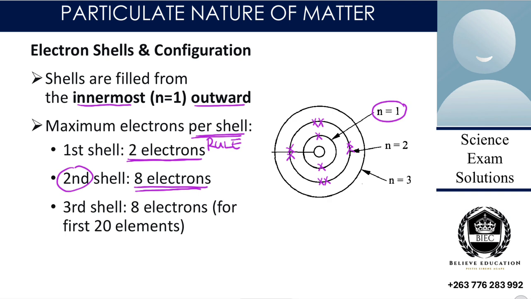Then we go to the third shell. Our third shell has a maximum of what? 8 electrons. So let's count these 8 electrons: 1, 2, 3, 4, 5, 6, 7, 8.